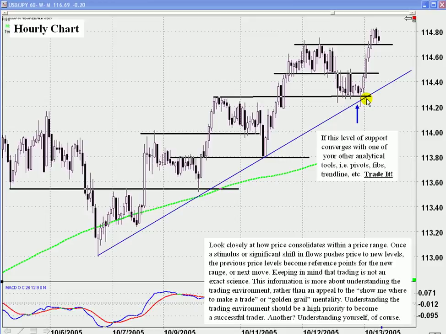So the shorts did not have what we call follow through, or people did not jump on the bandwagon. And when we see price try to move below but come back and trade and hold above this primary reference point, then we can often anticipate another attempt not only at these highs but at the highs of the previous session.